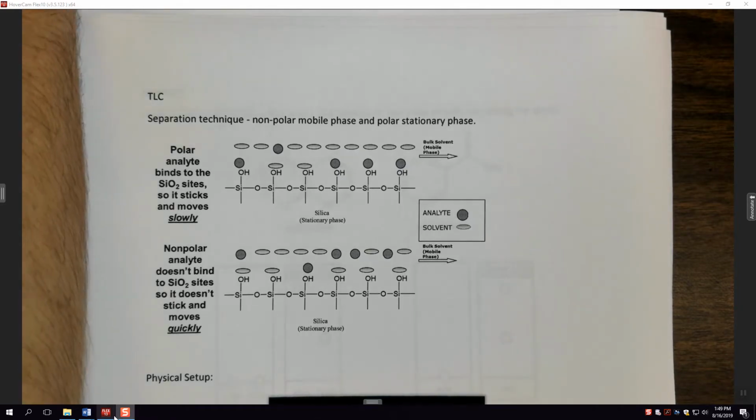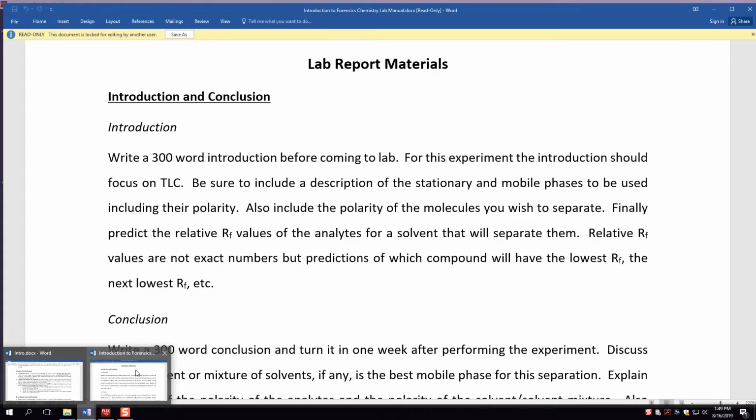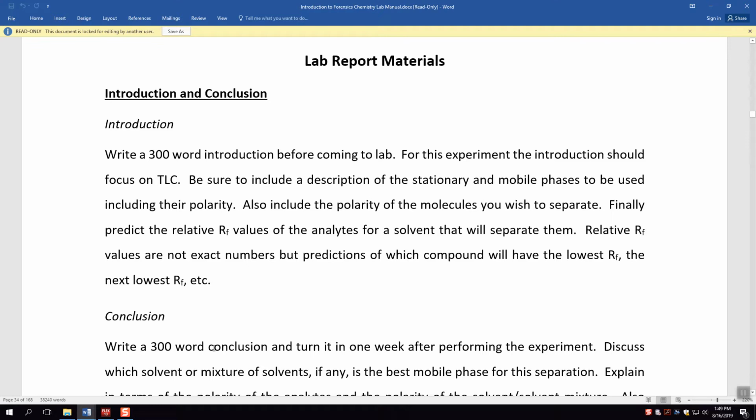So before I do that though, I want to remind you, as I said in my introductory video, that in the lab manual, at the end of the experiment, before the part where you write down what you did, there is an introduction and conclusion section. I'm not going to read these, but they basically tell you things that should be in the introduction and the conclusion.